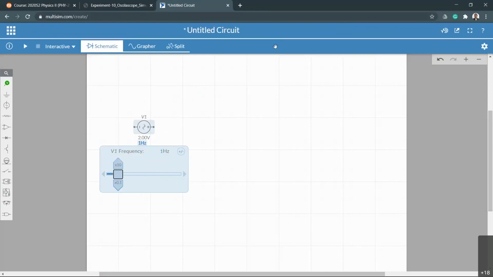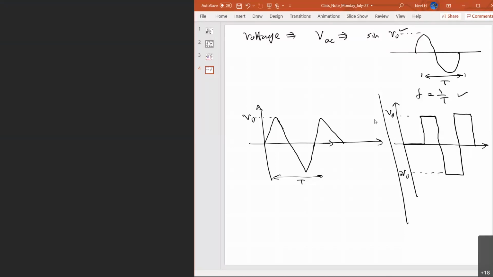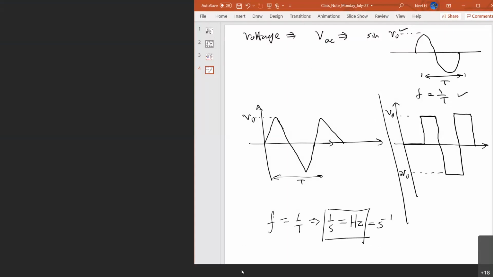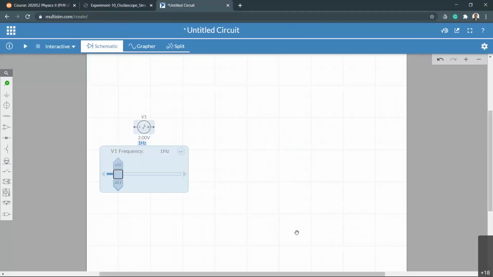Hertz is the unit I forgot to mention earlier. If you measure frequency, that's 1 over time. So this is actually 1 over second. That unit we usually write as hertz. Okay, so that's the unit of frequency. It's just 1 over second, or second to the minus 1. Okay, question. Everybody okay with that? So that's our source now.